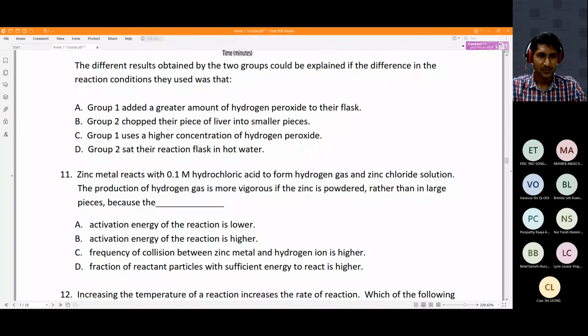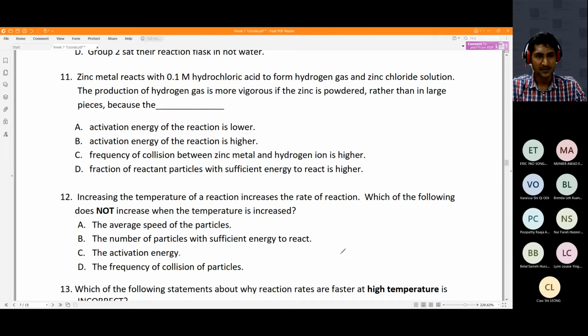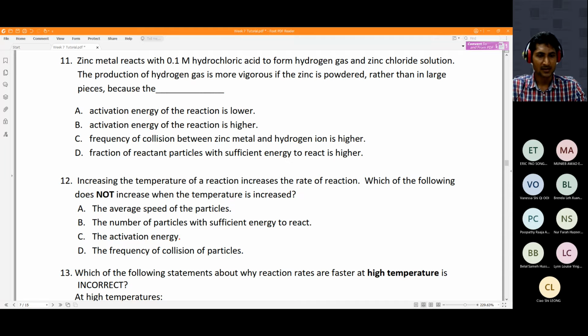Zinc metal reacts with 0.1 molar hydrochloric acid to form hydrogen gas and zinc chloride solution. The production of hydrogen gas is more vigorous if zinc is powdered rather than large pieces, because the collision between zinc and acid particles will be higher. The frequency of collision will be higher because the surface area is bigger. So C will be the correct answer for this.